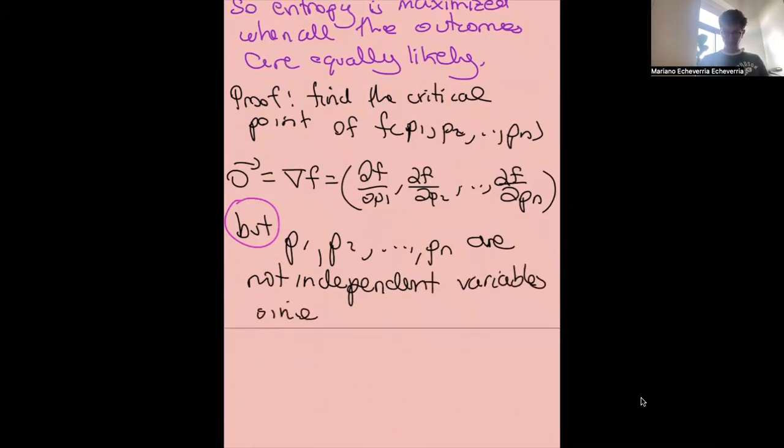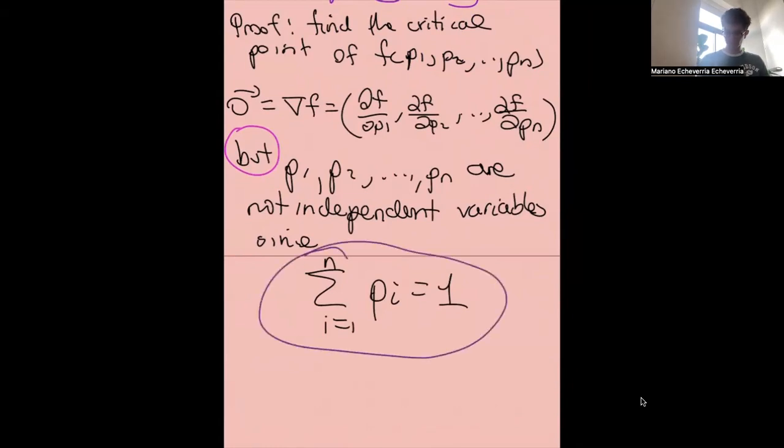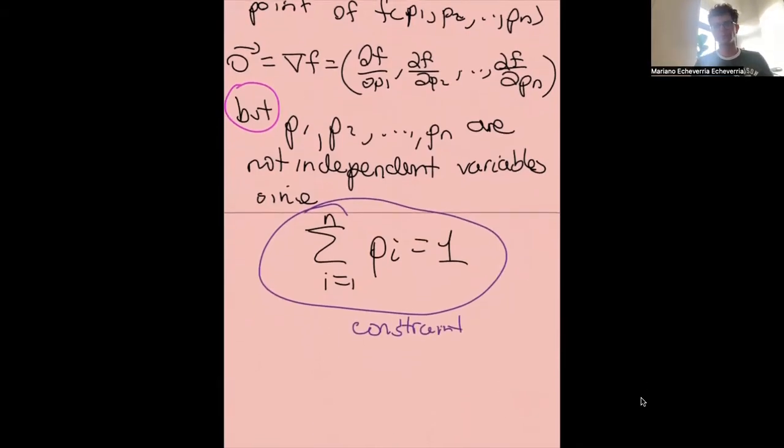Since the sum of the probabilities must add up to 1. Is that making sense? So this is a constraint equation, right? This is what in Calc 3 you would call a constraint. So to find the critical points, you need to use the Lagrange multiplier method.